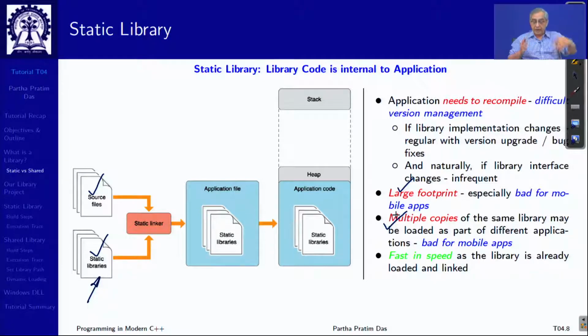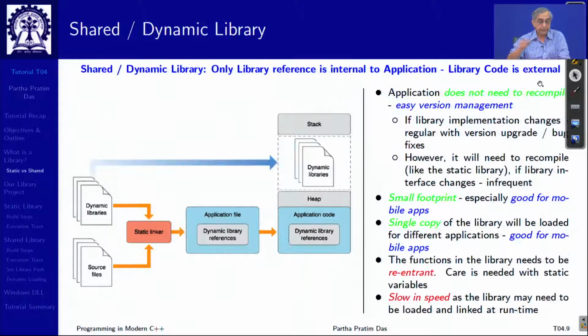The footprint is large, so particularly in small memory devices like mobile phones and so on, this becomes difficult. But many times they are fast in execution. They might take more time to load because they are bigger, but once loaded, they may be fast because they are already in memory, which the dynamic or shared object library may not be.